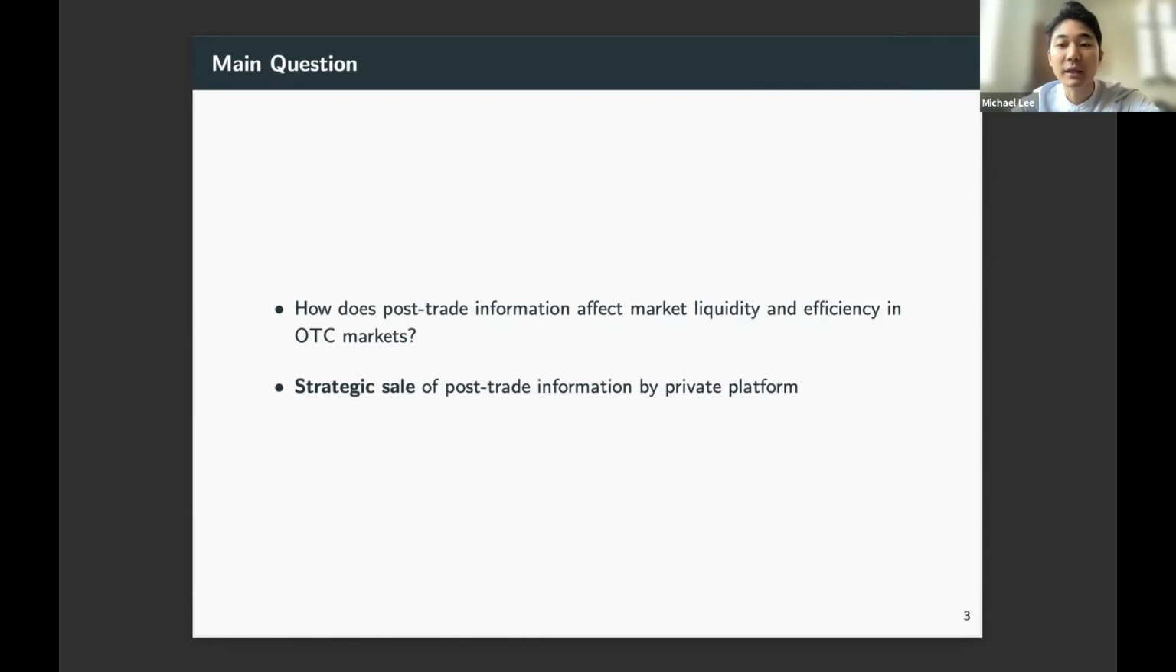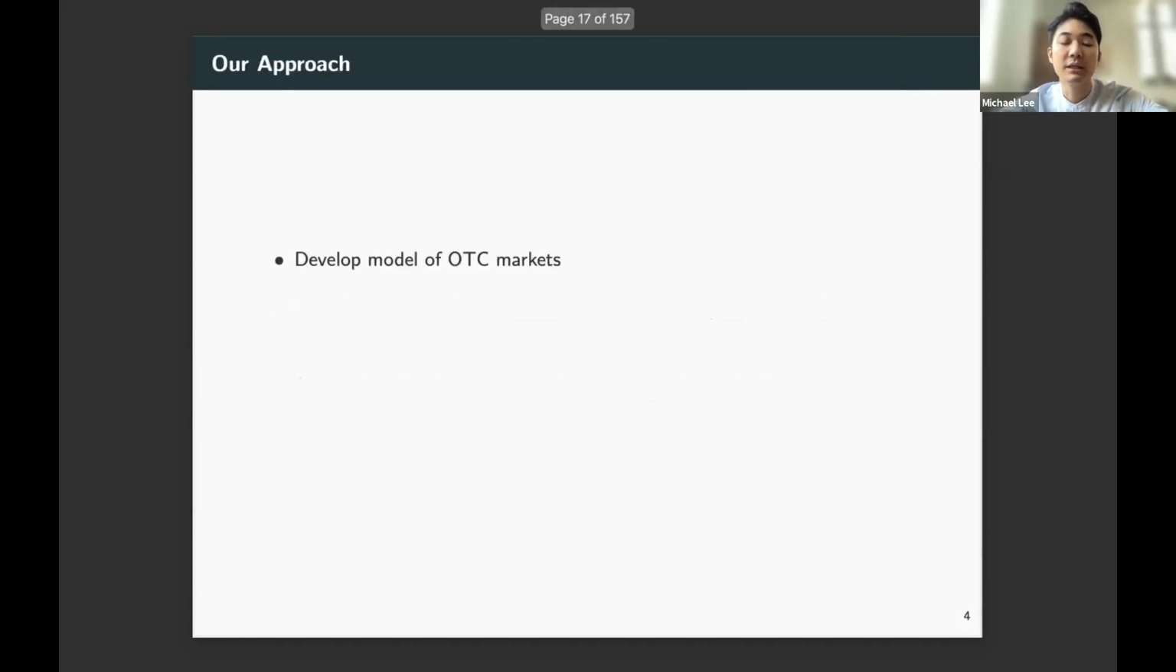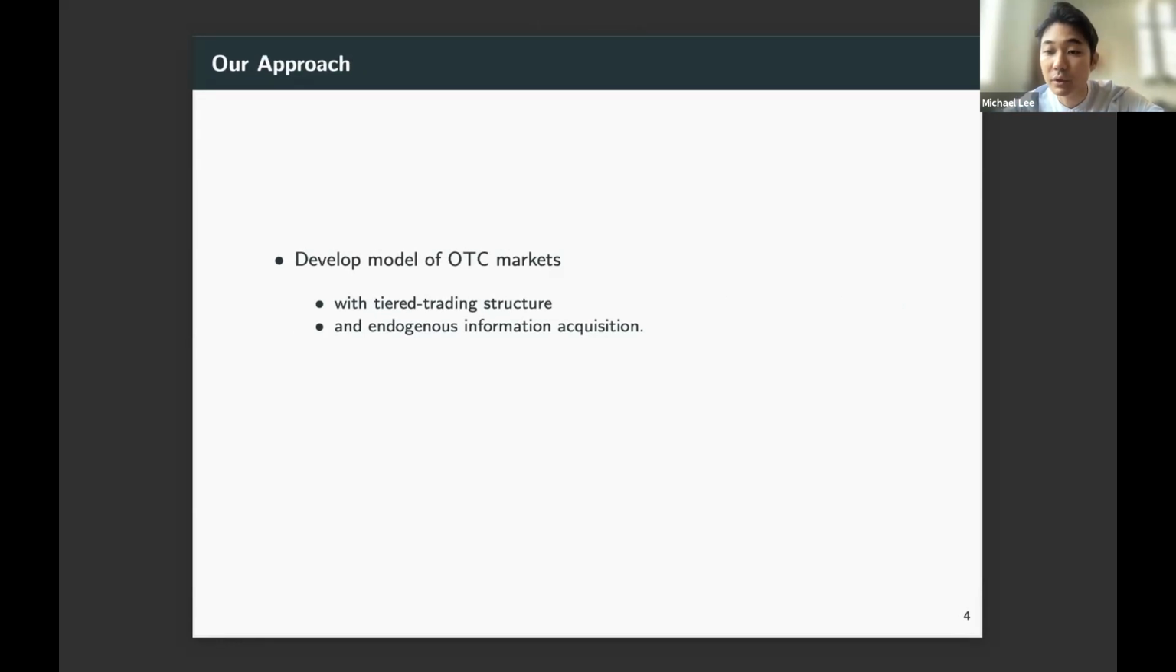So we are abstracting away from the various different types of post-trade services that these platforms might provide, and instead focusing primarily on the informational dimension. In order to do this, we develop a model of OTC markets, in particular with the feature of this tiered trading structure. And in particular, what we're interested in is to allow for these dealers to endogenously acquire information through their respective market-making activity.